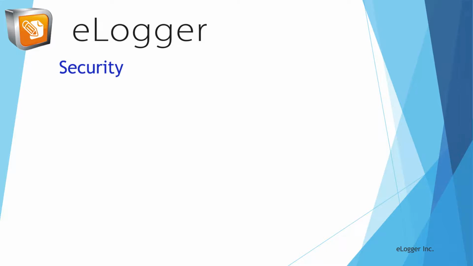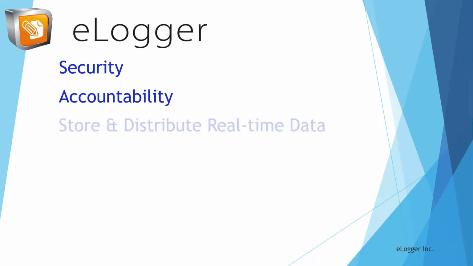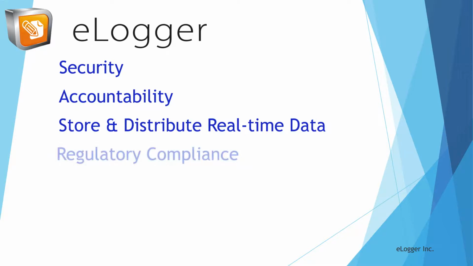Security and accountability are two key components to safely and efficiently run a facility in any industry. eLogger has the ability to collect, store, and distribute real-time data about your facility's operations to those who need to know. Regulatory compliance is an important aspect of running just about any facility, and eLogger provides functionality to help ensure that you are always in compliance.